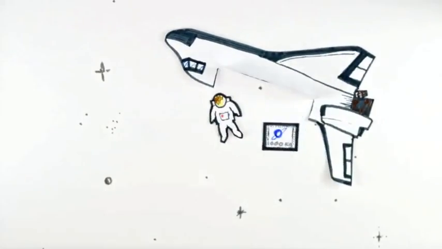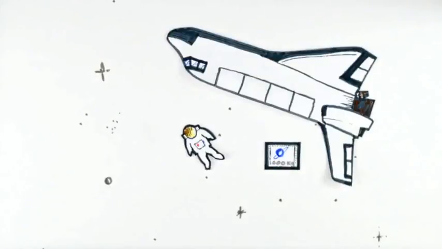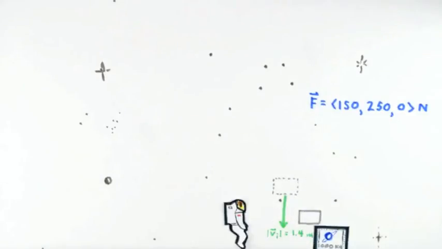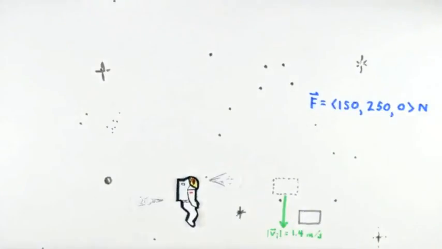Imagine you're outside a spacecraft pushing a heavy box whose mass is m equals 1,000 kilograms. You exert a force F, specified as shown, while the box moves through a displacement delta R, as shown. Initially, the box has a speed of 1.4 meters per second.